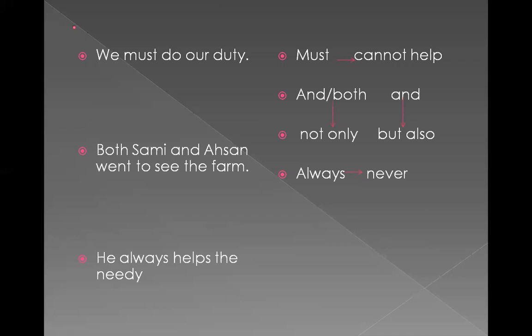Always is going to be converted into never. We are discussing affirmative sentences into negative. How to change affirmative sentences into negative. And these are important facts and important rules which apply to convert these sentences. Must जो है cannot help में change हो जाएगा. और both जब साथ आएगा तो not only में change हो जाएगा. And अगर अकेला and आता है तो but also, और always never में change हो जाएगा.